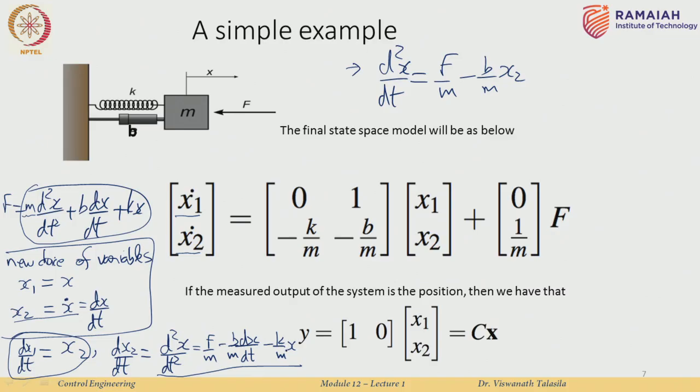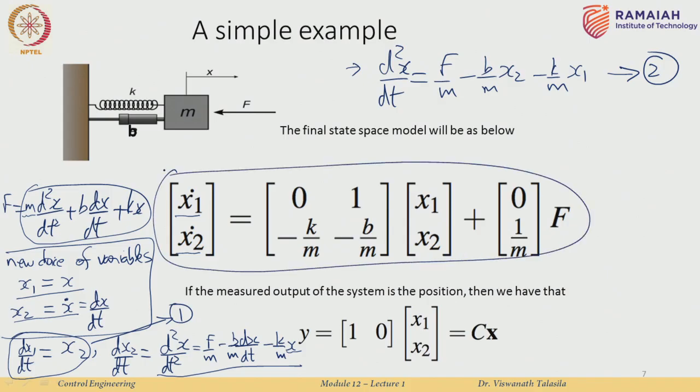Similarly, the last term I have over here is k divided by m, which is a constant, it does not depend on the state. So that will stay as it is, and then I have the term x of t, and x is nothing but x1. So this simply becomes x1. So this is my equation 2, this is my equation 1. If I combine equations 1 and 2, I get exactly this state space system. And what you see is that dx1 by dt is related to the state x2, whereas dx2 by dt is related to both x1 and x2.